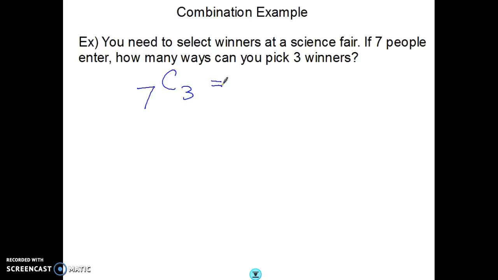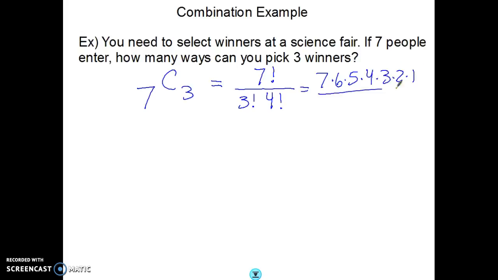In which case, this formula tells us that we can find the total number of arrangements by doing 7 factorial over r factorial, which is 3 factorial, times n minus r factorial, well 7 minus 3 again is 4 factorial, which if we expand that out, 7 times 6 times 5 times 4 times 3 times 2 times 1 over 3 times 2 times 1 times 4 times 3 times 2 times 1.